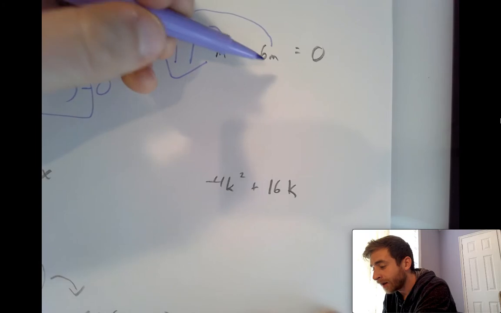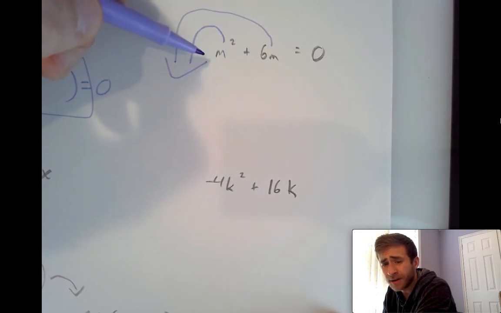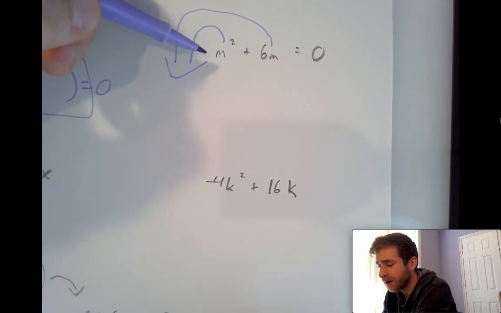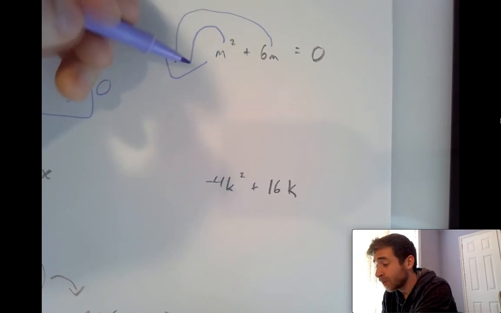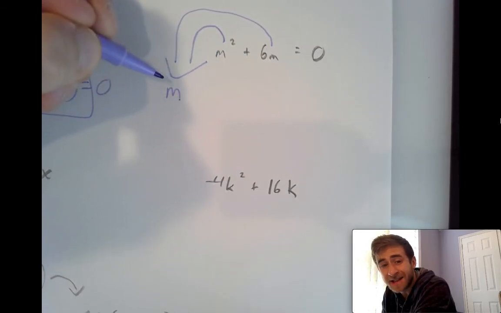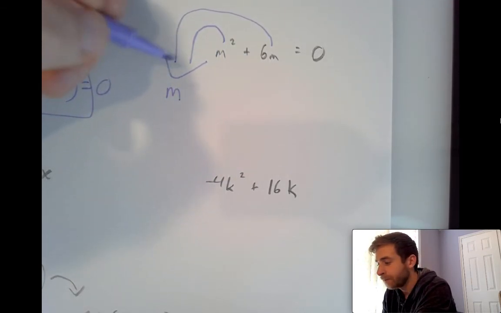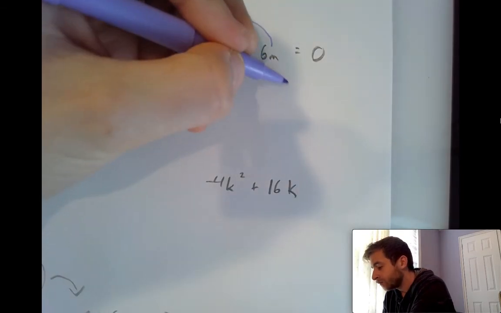With an m squared and a 6m, there's no number here, so the biggest thing I could divide out is a 1. I have an m squared and an m here, so what I can divide out of both of these is just an m. And then we'll start doing it.